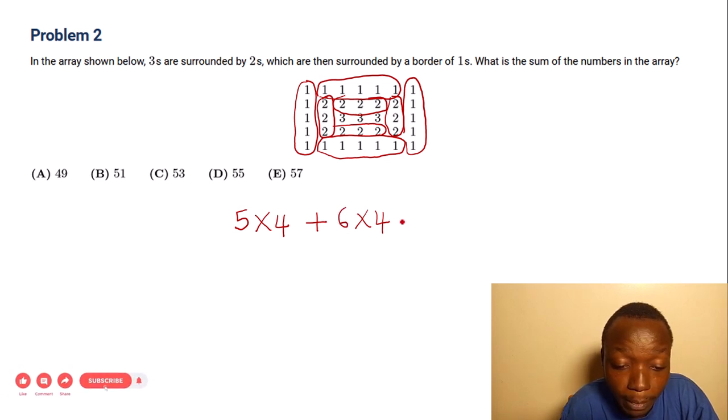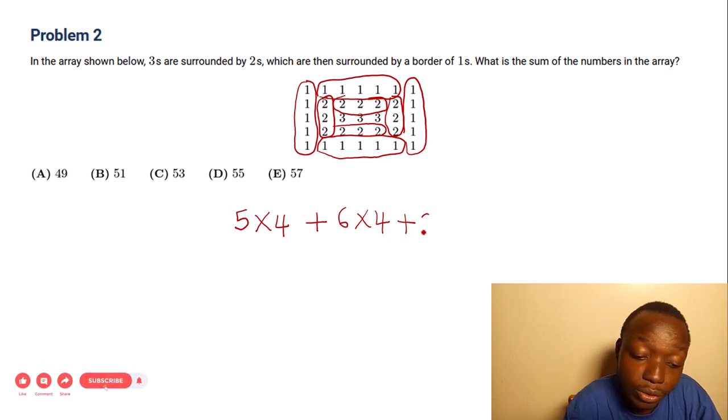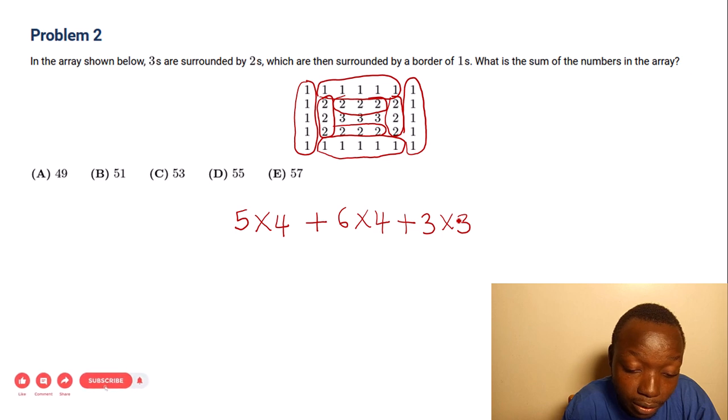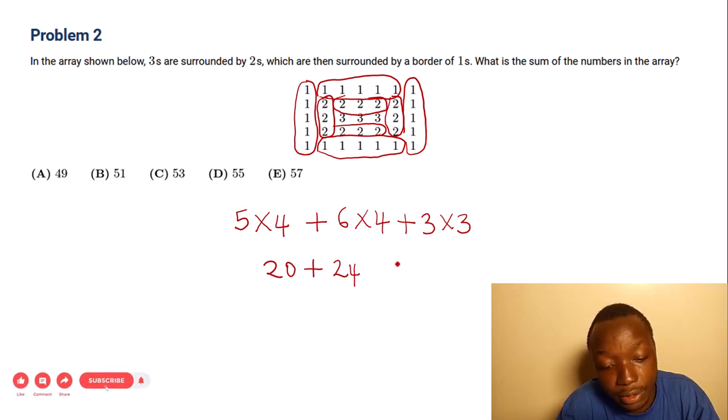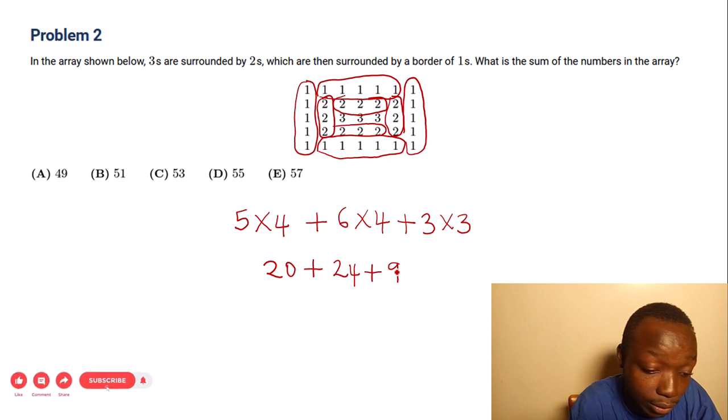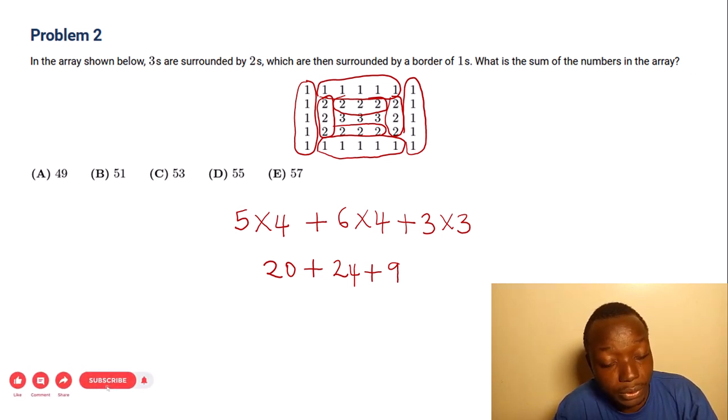Plus, now you have just 3 threes. So that's 3 times 3. So here you have 20 plus 24 plus 9. So 20 plus 24 is 44, plus 9 is 53. So the correct option is option C.